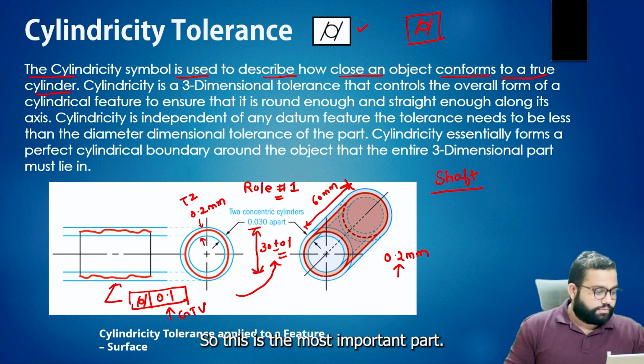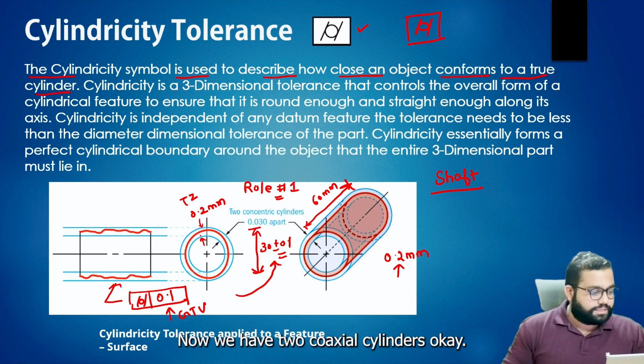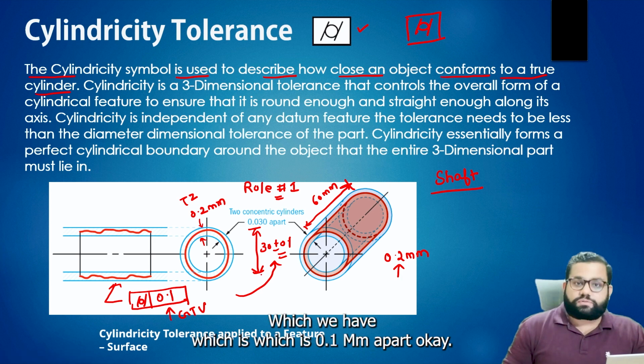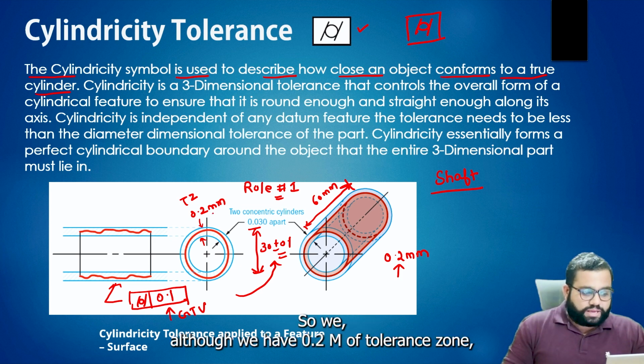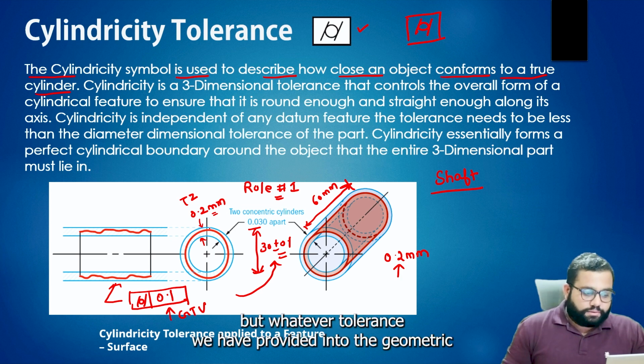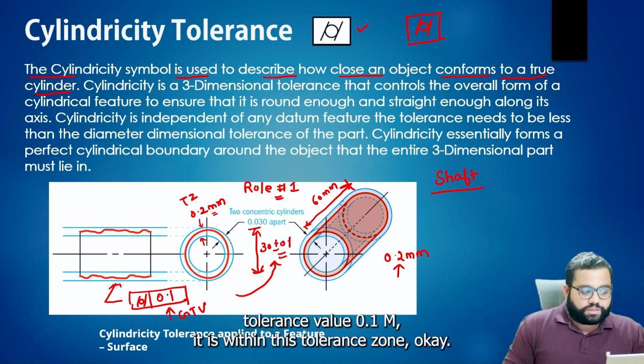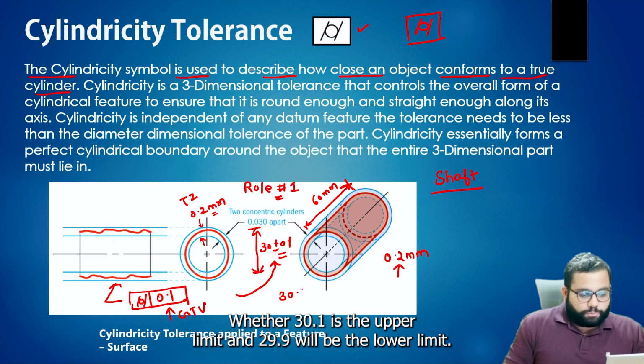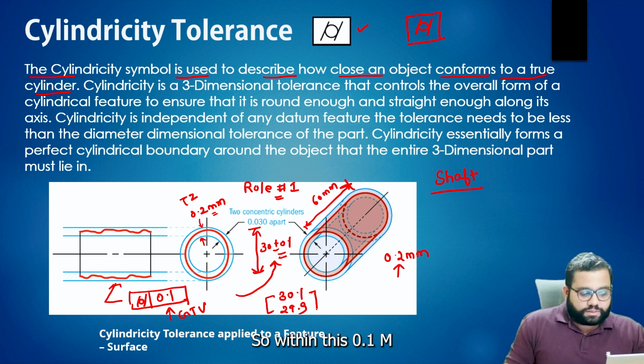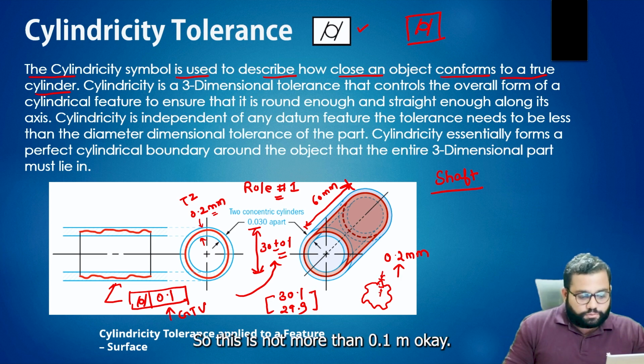This is the most important part. Now we have two coaxial cylinders which are 0.1 mm apart. Although we have 0.2 mm of tolerance zone, whatever tolerance we have provided as the geometric tolerance value, 0.1 mm, it is within this tolerance zone. Where 30.1 is the upper limit and 29.9 is the lower limit, within this 0.1 mm tolerance zone, whatever the peaks and valleys are, they will not be more than 0.1 mm.